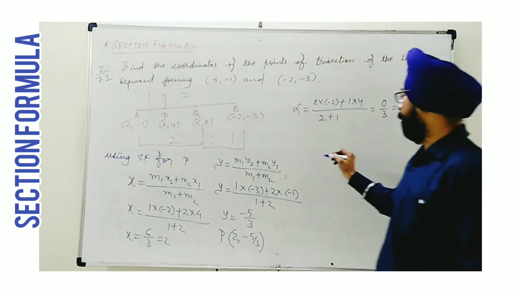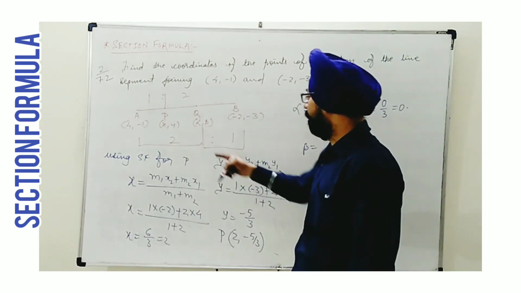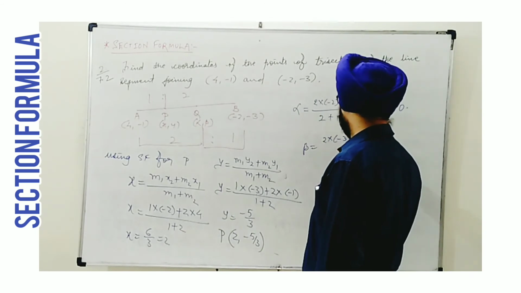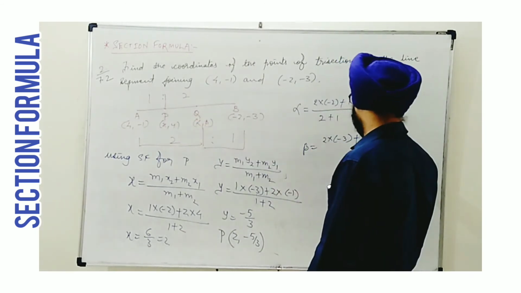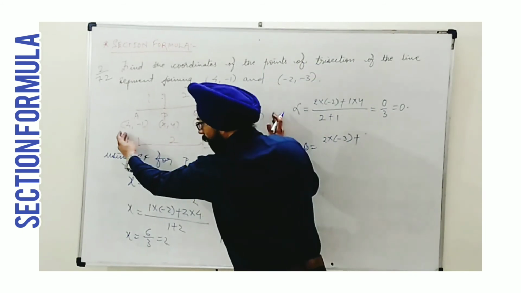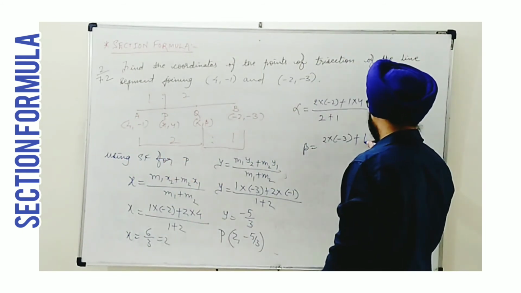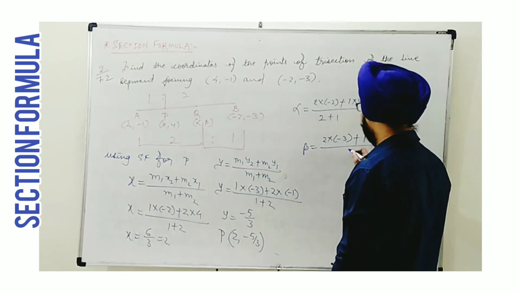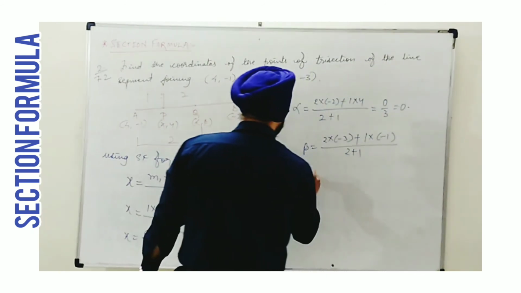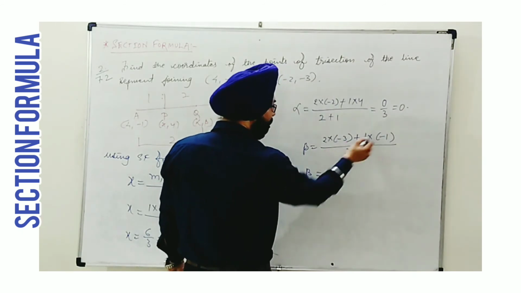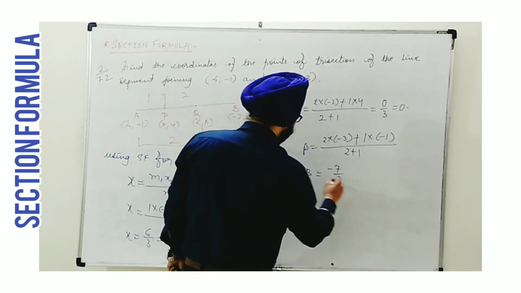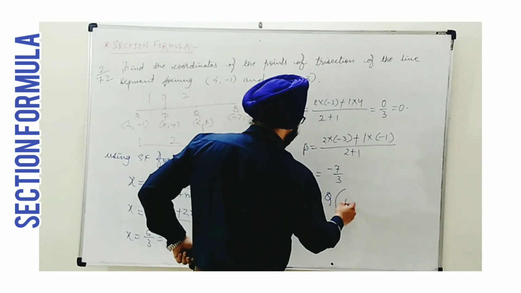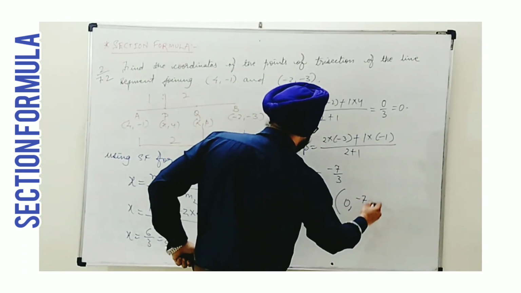Okay, and beta, this is 2 multiplied by -3 here plus 1 multiplied by -1. Take care, we have to take the extremities and the points only. Their coordinates only we will consider. Don't get disturbed because of the presence of P here. So we get beta equal to -6 and -1, -7 upon 3. So we get the coordinates of Q as 0, -7 upon 3.